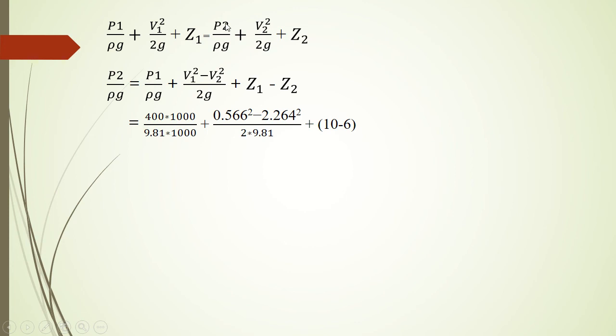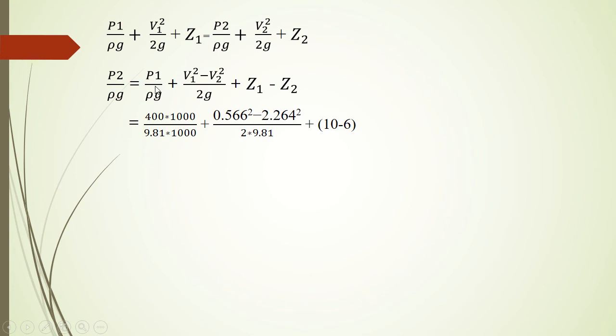So I'll just reshuffle the terms. I'll keep this P2 by rho g on the right hand side, and I'll keep the left hand part same. I'll send this V2 square by 2g and Z2 on the left hand side. If I send like that, it is going to be P2 by rho g is equal to P1 by rho g, it is as usual, but here it is V1 square minus V2 square by 2g plus Z1 minus Z2.